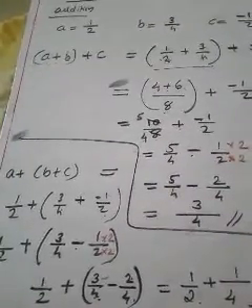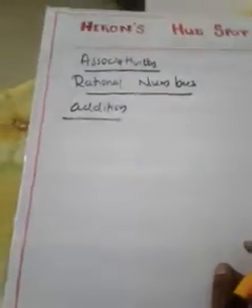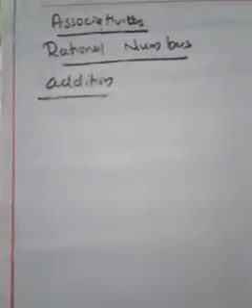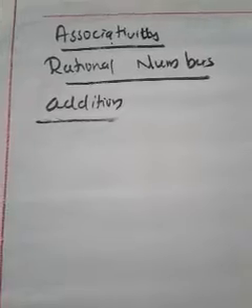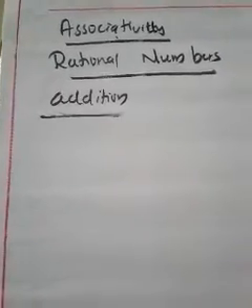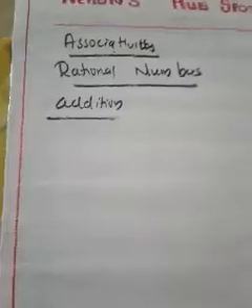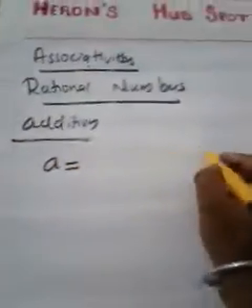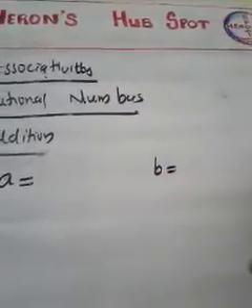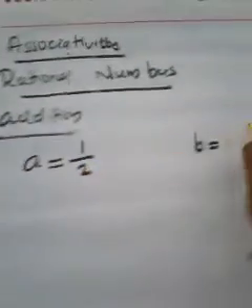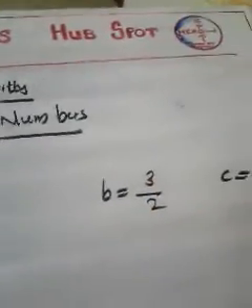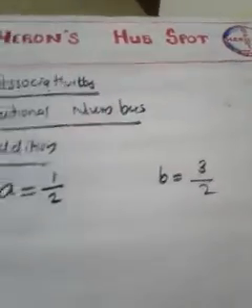So let me choose one more example. As I told you, if one example is satisfying, we cannot make a general conclusion. So in short, we cannot say that addition is associative. In order to say addition is associative, we have to check for at least one more example. We cannot conclude anything by using just one example. So in order to check one more example, let me consider three numbers again, a, b, c. This time let me choose a as 1 by 2, b as 3 by 2 and c as 5 by 2.